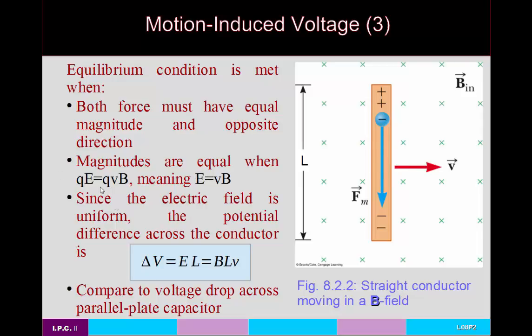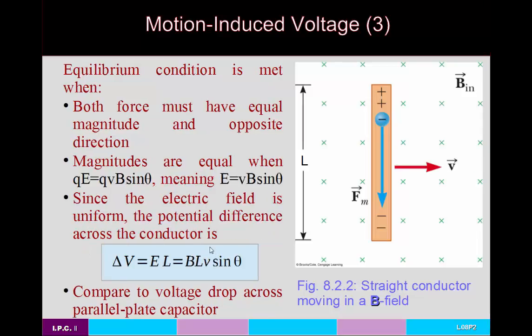And so if you divide out the charge, since it appears on both sides, you get E equals VB, again, times sine of theta if you're moving in some direction other than perpendicular to the magnetic field. Therefore, we can solve for the voltage drop by noting that the voltage from one end to the other is going to be the length from one edge to the other times the electric field.